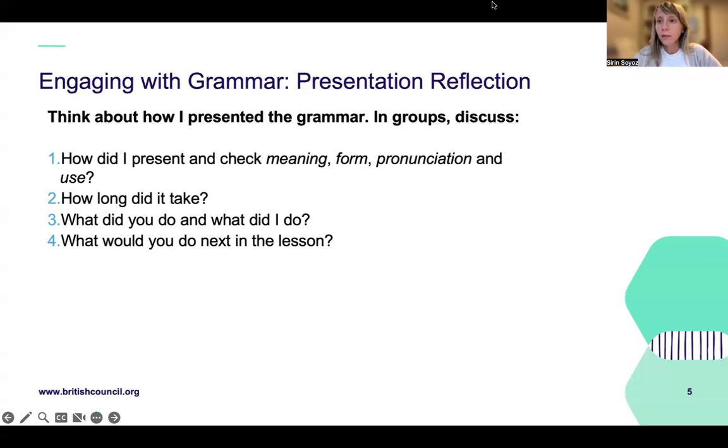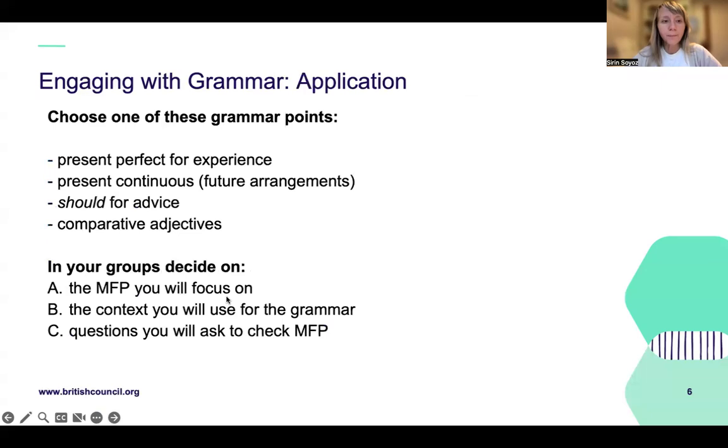Thank you for participating. Now, in the next part of this session, you will be working in groups. With your group members, you will choose one of these grammar points. Present perfect for experience. Present continuous for future arrangements. Should for advice. Comparative adjectives. Only one of them. Choose only one of them. Please take a picture of these.